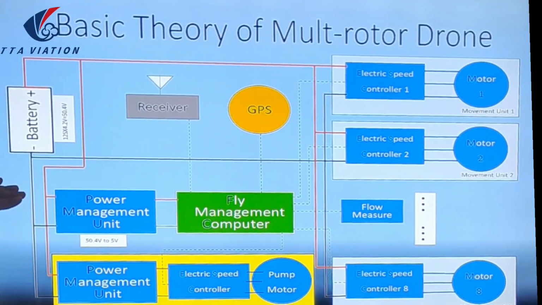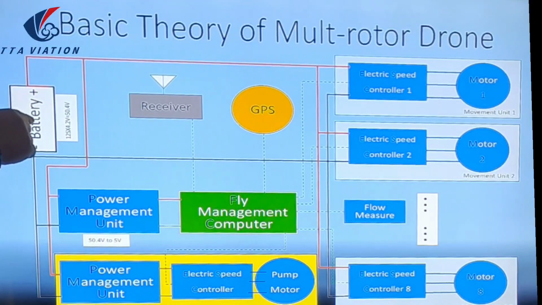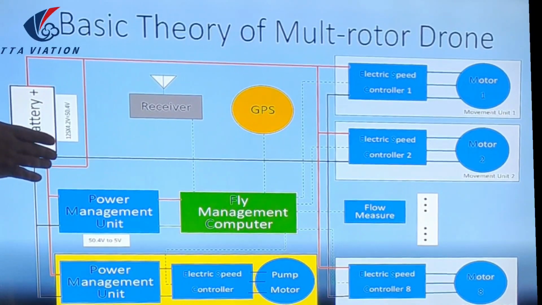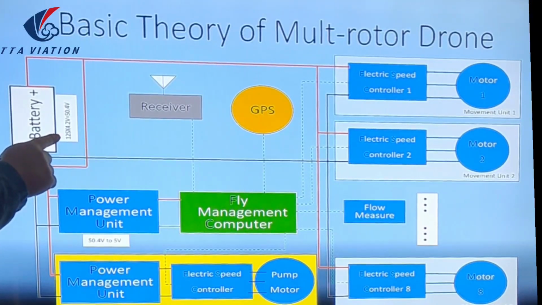Then we continue reading this picture. Here I write it. We use a battery to supply energy to the drone system. This battery's full charged voltage is this one. It is here, 12 serial.